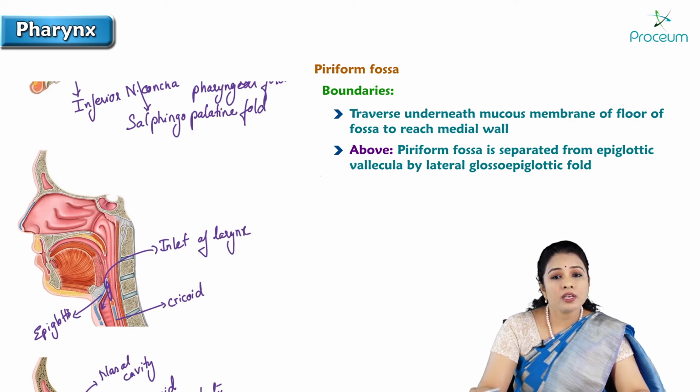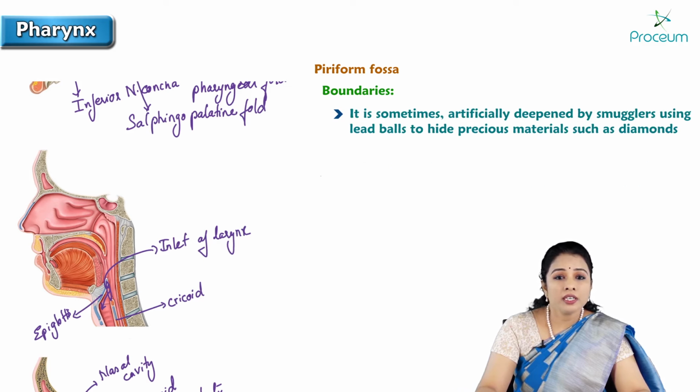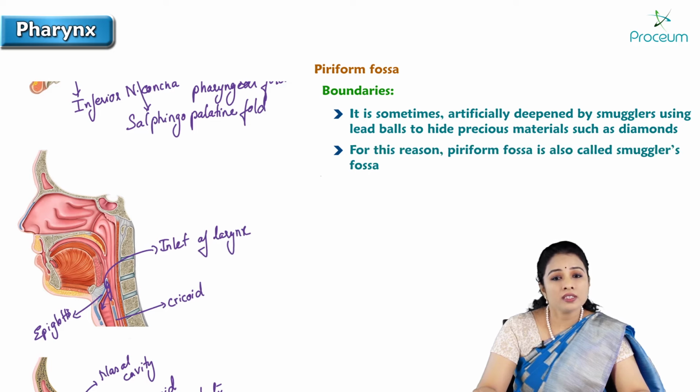The piriform fossa is deep in ruminating animals, in which it acts as a lateral food channel to convey the bolus of food during deglutition by the side of the closed laryngeal inlet. It is sometimes artificially deepened by smugglers using lead balls to hide precious materials such as diamonds. For this reason, the piriform fossa is also called the smuggler's fossa.